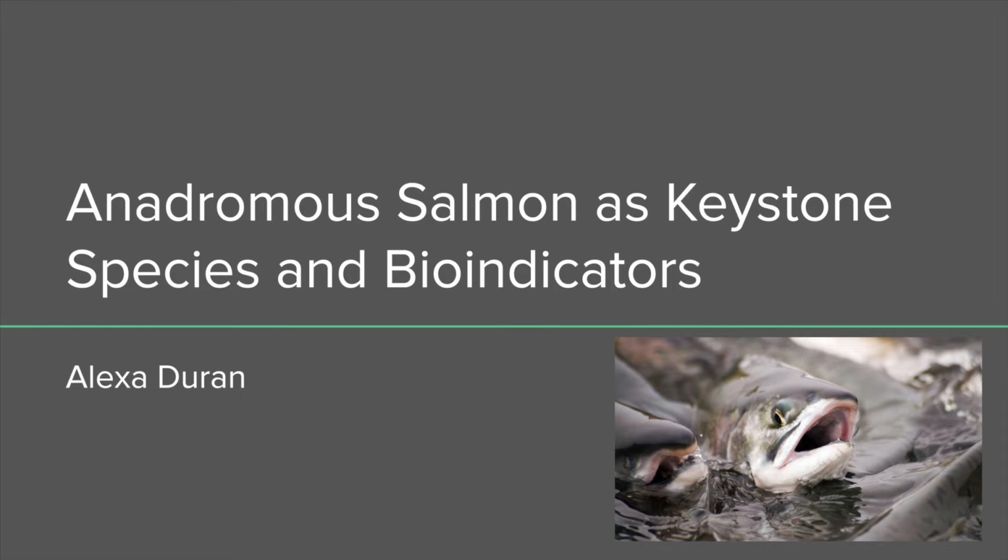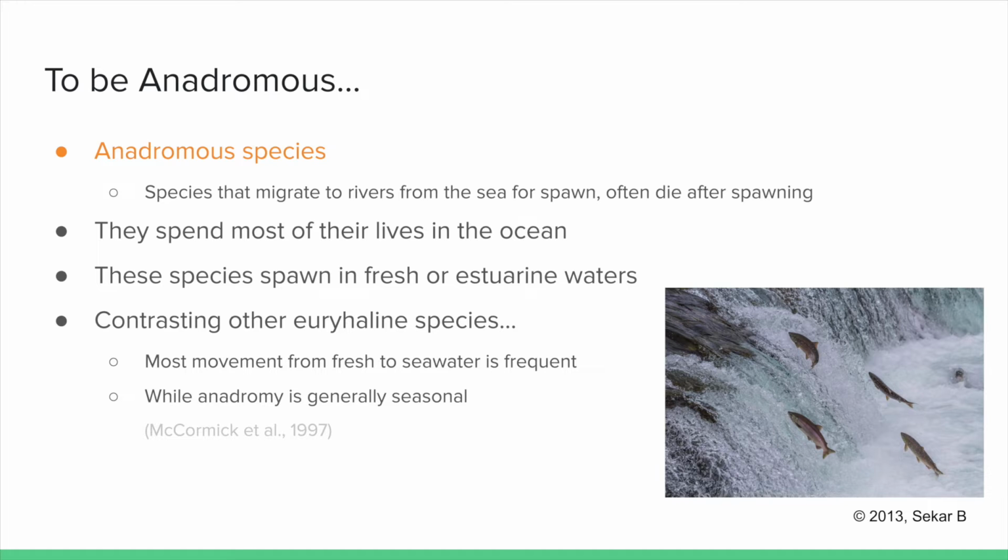Hi, my name's Alexa, and my video project is on anadromous salmon as keystone species and as bioindicators. To be anadromous, these are species that migrate to rivers from the sea to spawn. They do spend most of their lives in the ocean, however they move to fresh or estuarine waters for the purposes of spawning. This contrasts with other euryhaline species, in that euryhaline movement between fresh and seawater is a lot more frequent, while anadromy is a more seasonal sort of movement.